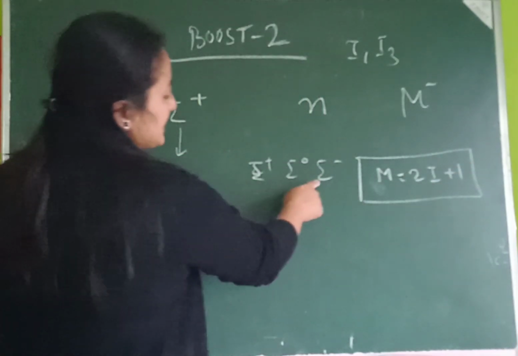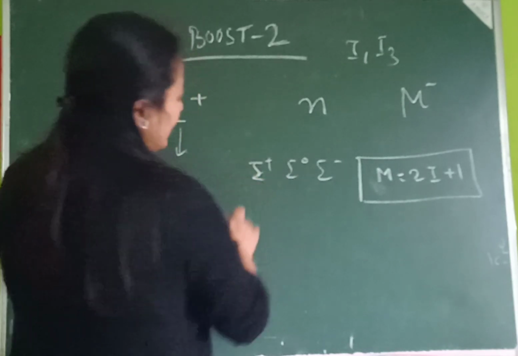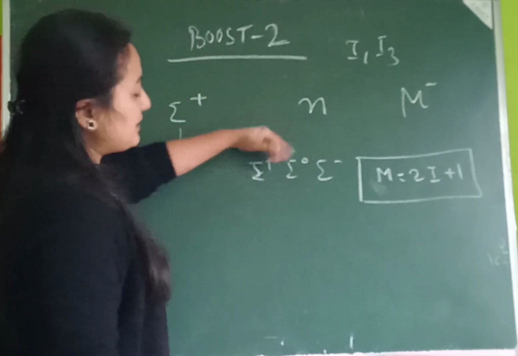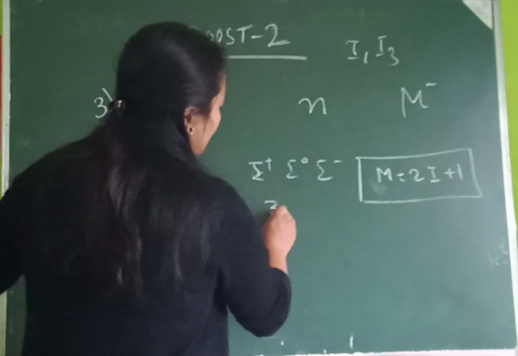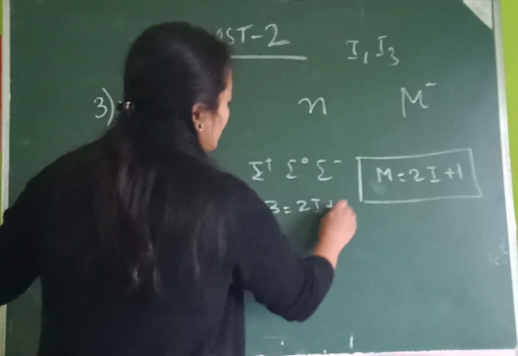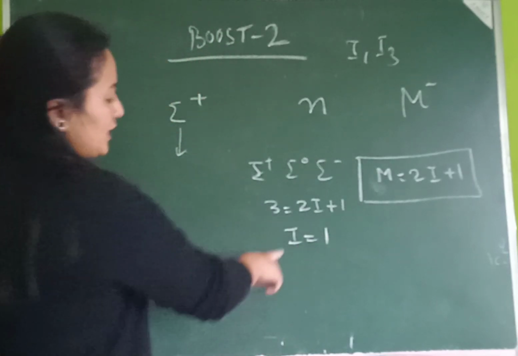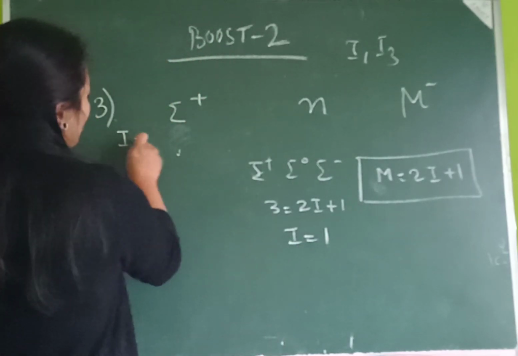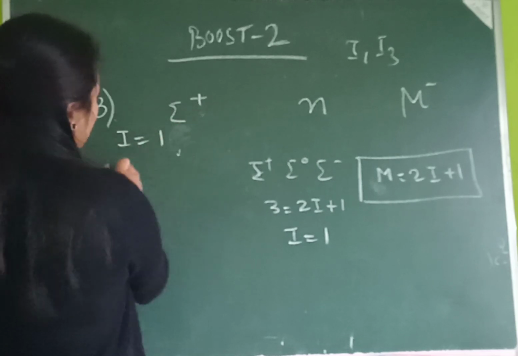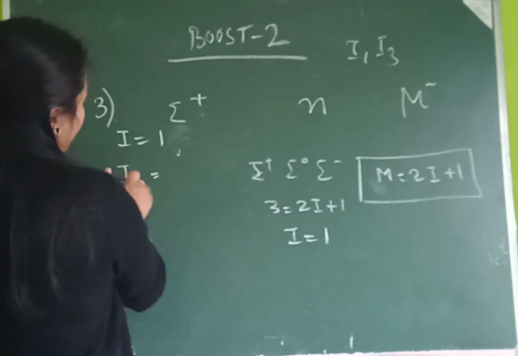So the multiplicity is 3, right? I'm talking about the sigma family. The multiplicity is 3, so 3 equals 2I plus 1. So that gives me I equals 1, right? So my I equals 1 for my sigma plus, and I3, right?